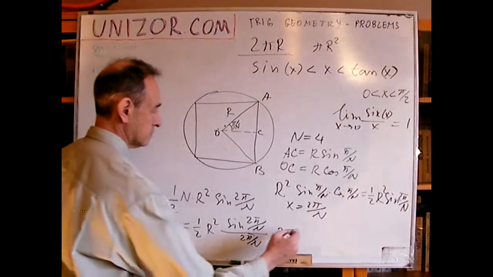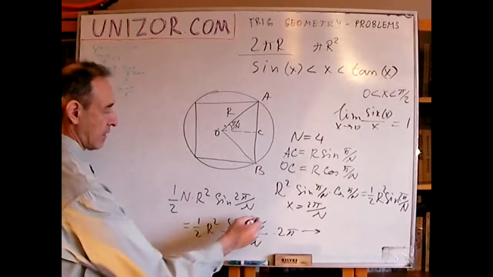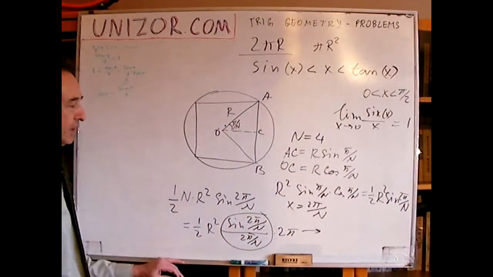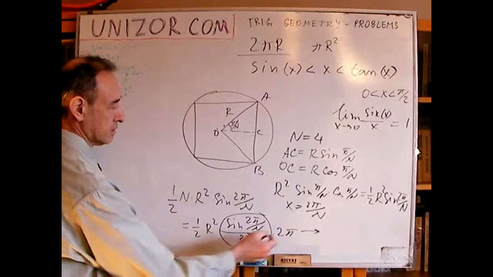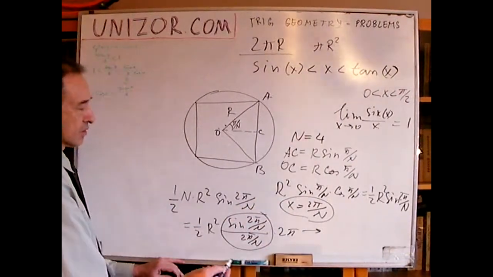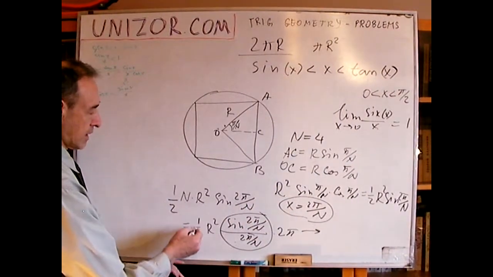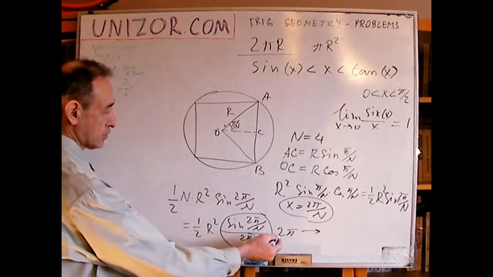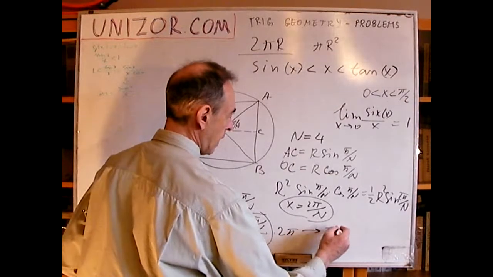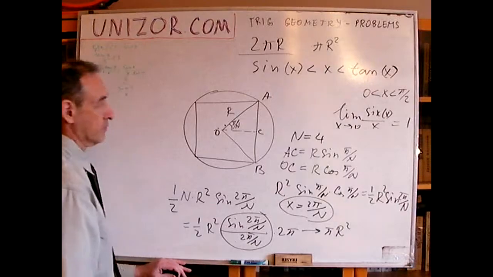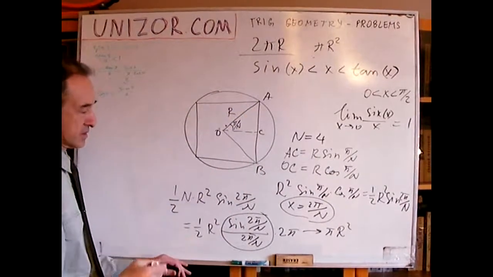And now, what's the limit of that thing? Now, this is the variable which depends on this x, which goes to 0, which means the limit is 1. So I have 1/2 r squared, 2 and pi. So the limit is pi r squared, which is the area of the circle.